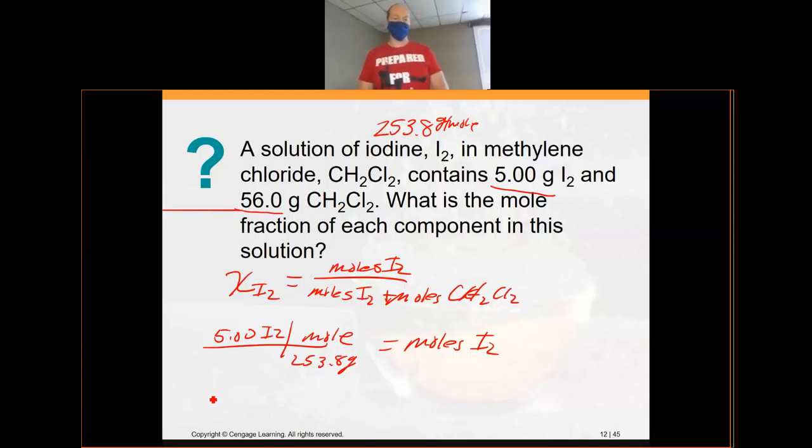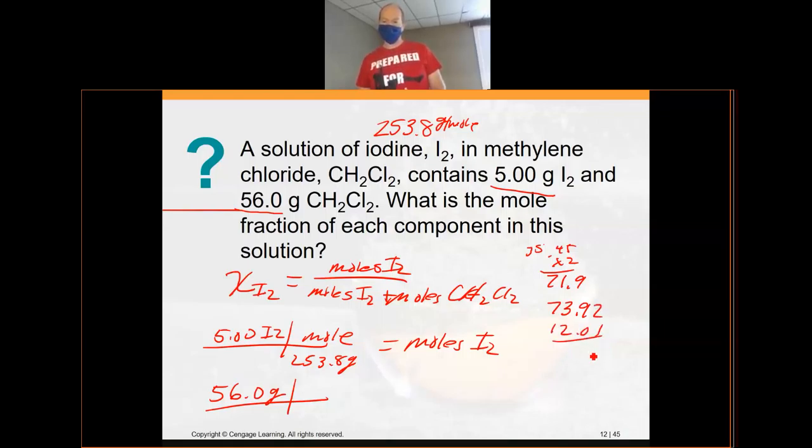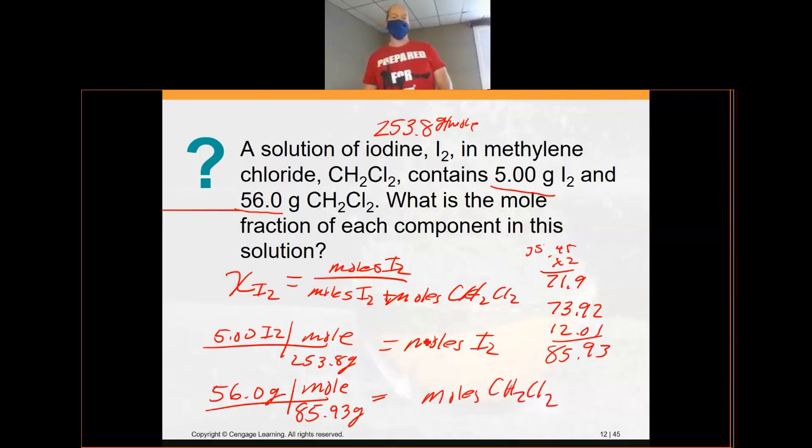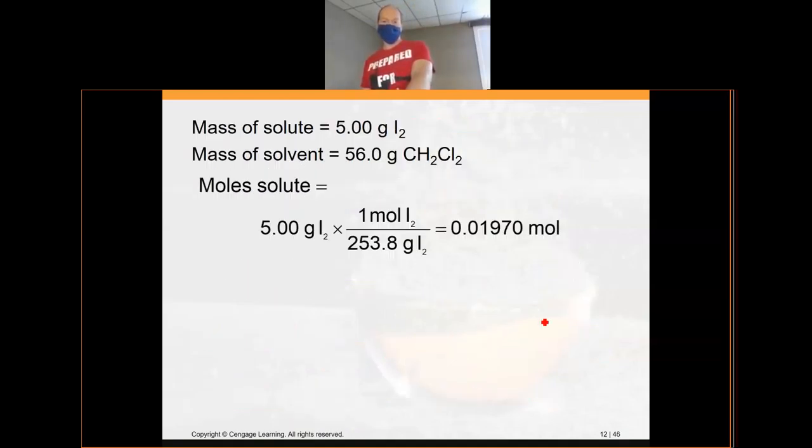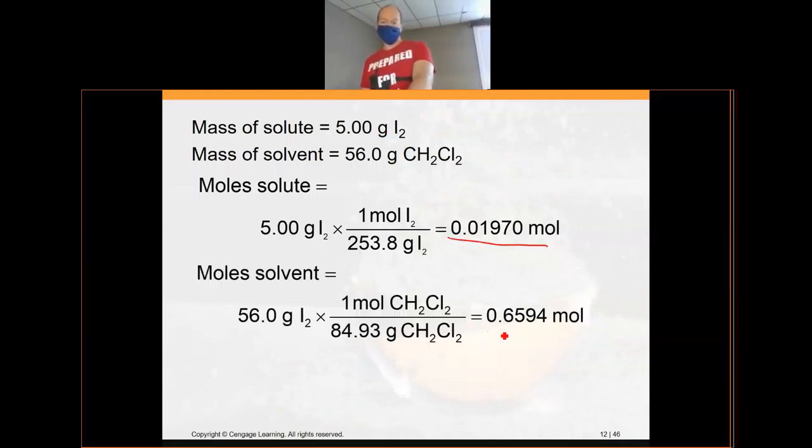To get our moles of methylene chloride, we take the mass of methylene chloride and divide by the molar mass: 35.45 times 2 is 70.9, and 2 times 1.008 gives 2.016, and 12.01. You've got your 85.93. And that's going to give you your moles of methylene chloride. All right, so your moles of iodine goes in the numerator, and then you add those up, and that goes in the denominator, and there is your mole fraction for your iodine. There's the answer to that, and there is the answer to that.